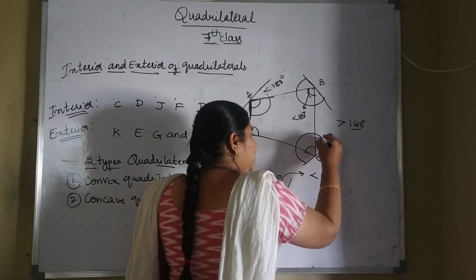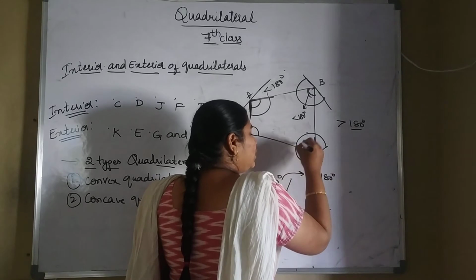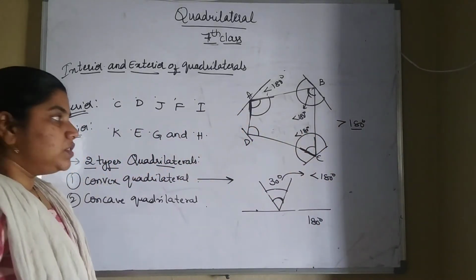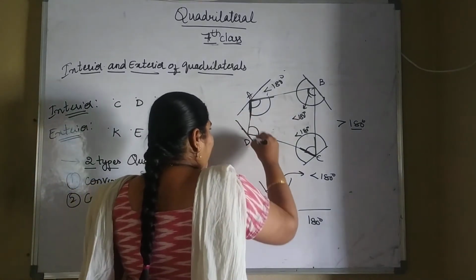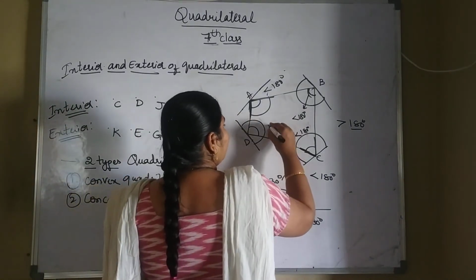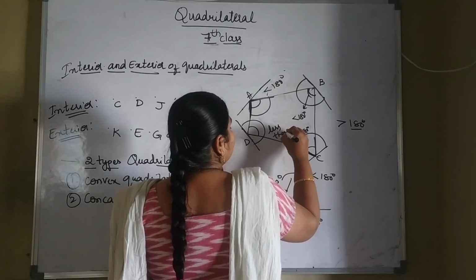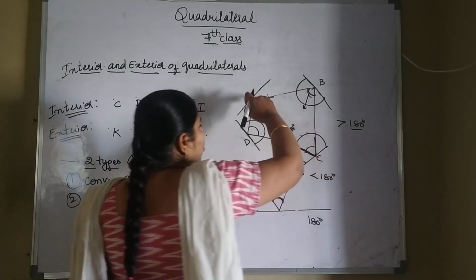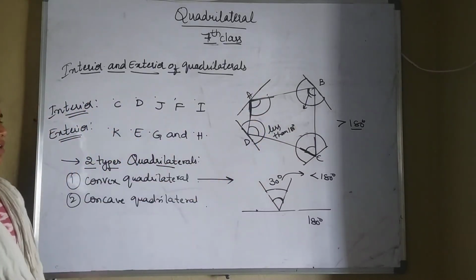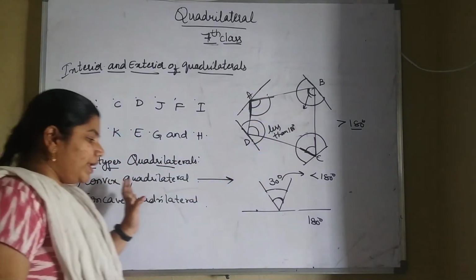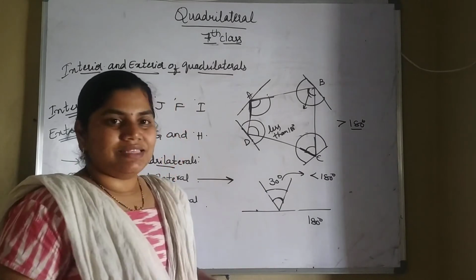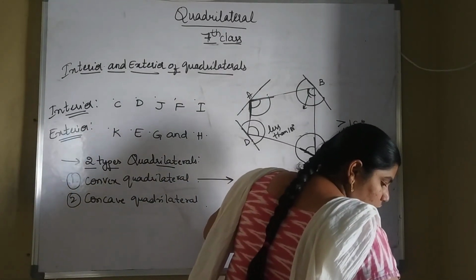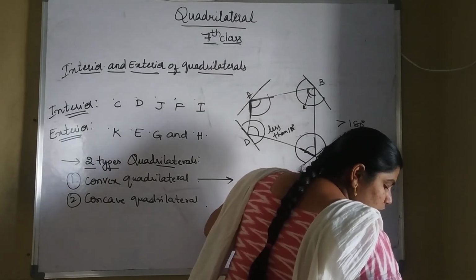So if you take this one, this is also less than 180 degrees. Next, if you take this one, this will also be less than 180 degrees. So all angles are less than 180 degrees. So what I told, convex means if the angle is less than 180, we will call it a convex angle. So convex quadrilateral.